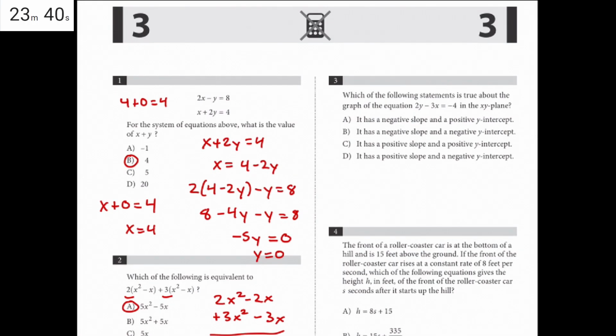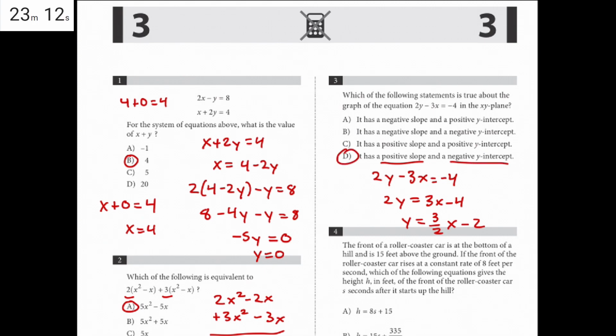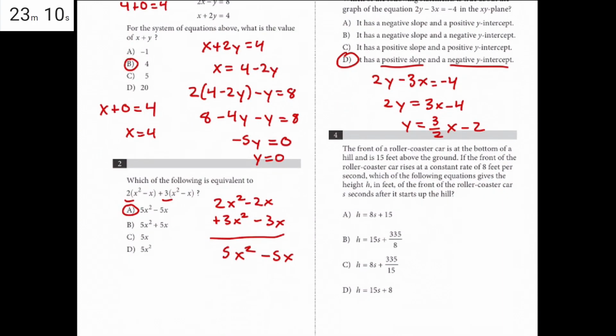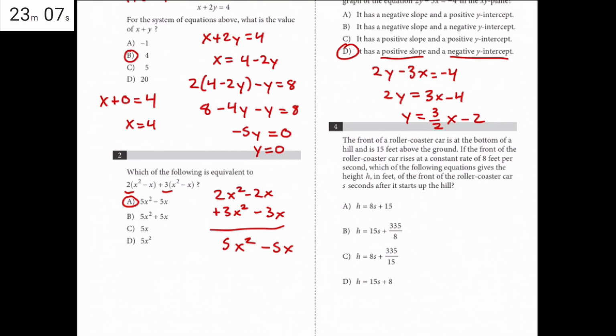Which of the following statements is true about the graph of the equation 2y minus 3x equals minus 4 in the xy plane? So all the answer choices have slopes and intercepts, so let's put this in slope-intercept form. We're going to have 2y minus 3x equals minus 4, 2y equals 3x minus 4, y equals 3 over 2 x minus 2. So that's a positive slope and a negative y-intercept. So positive slope, negative y-intercept. Answer's D.